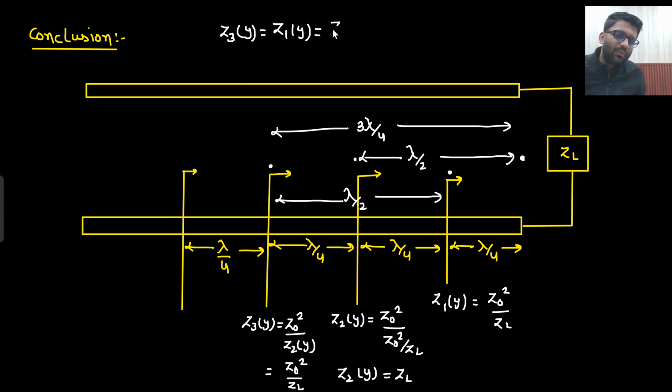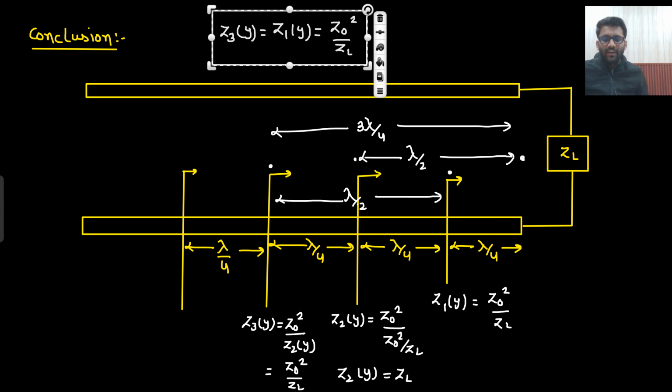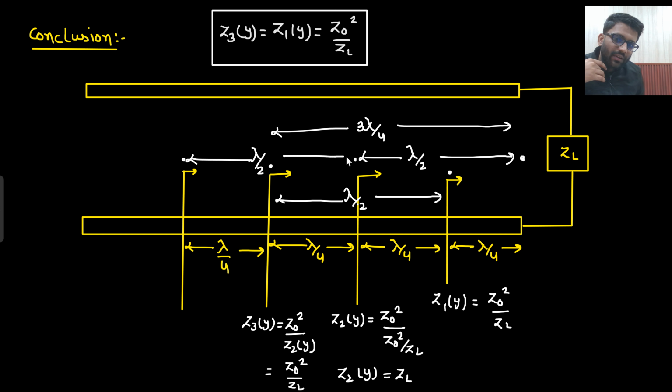And what is that equivalent to? Z0 square by ZL. So now, instead of mugging up the formula, are you understanding the concept of what is actually happening in the transmission line? Now from here to lambda by 2, you are getting this point. Whatever impedance you got here, the same impedance you will get here as well. So your Z4y will be equal to Z2y, and that will be equal to ZL only.